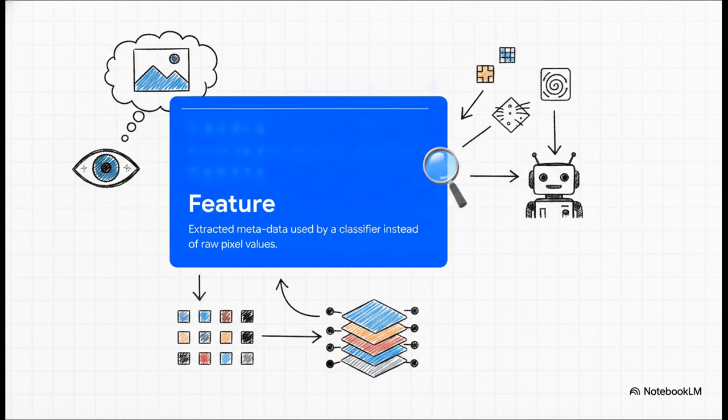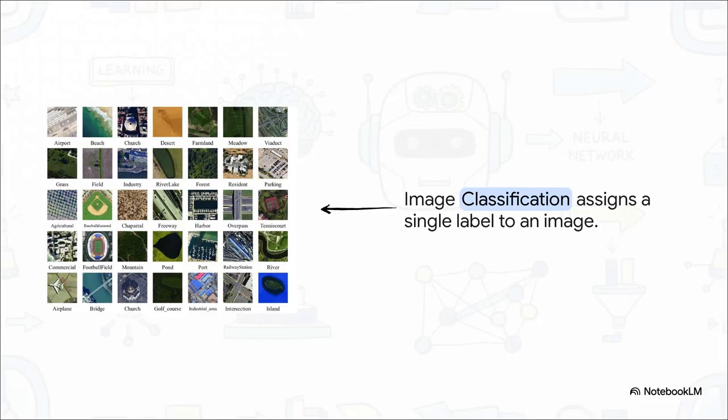Think of features as extracted metadata. These can be handcrafted by human experts using techniques with wild acronyms like HOG or SIFT. Or they can be deep features, which are learned totally automatically by deep neural networks munching on massive amounts of training data. At the end of the day, the machine's classifier uses these extracted features, not those raw pixels, to make its final call. Which brings us right to image classification.